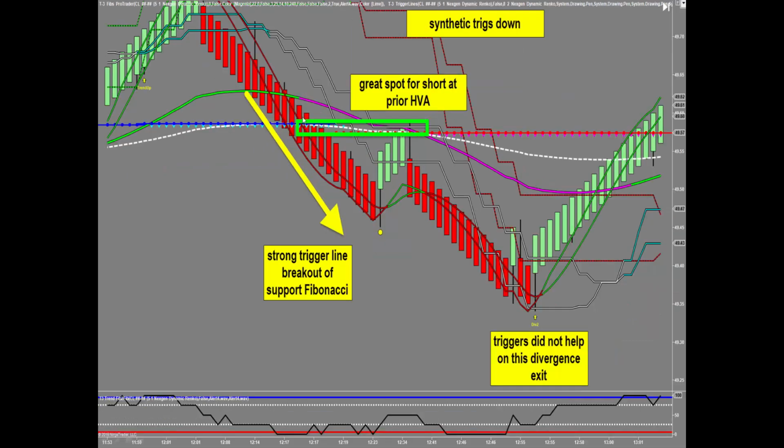Again, another example, very, very similar. Breakout of support, quick pullback right to the area. You're going to have confidence getting in at that spot when you've got your prior high volume area at that spot. And then we had divergence at the bottom. We didn't have any trigger lines helping us out, giving us a heads up that that divergence was going to hold. So it doesn't always happen with divergence, but it happens. When it does happen, you really need to pay attention to it.